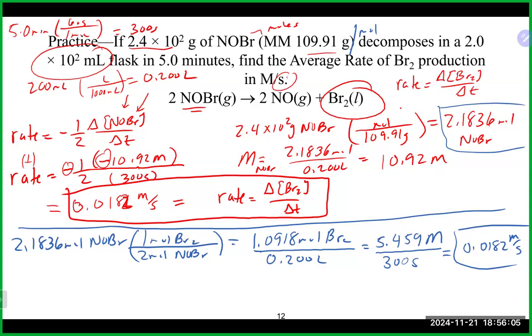Why is it 1 over the coefficient? Because you can see right here in the mole-to-mole relationship, 1 over 2. And that's what takes into account the stoichiometry, which is why we do 1 over the coefficient there. Any questions on that?